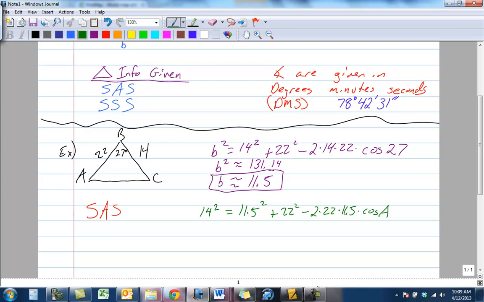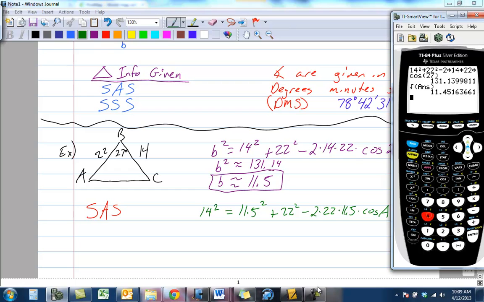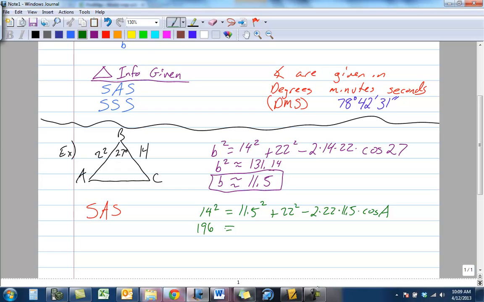Okay, here's where it gets tricky, and here's where it was nice when we were finding the side, we could just put this whole thing in, but here we can't just put this whole thing in. Now, let's get out our calculator. What is 14 squared? 14 squared is 196, I believe. Yep. So 196 equals, now look here, we've got this thing plus this thing minus, now here's a bunch of multiplication, right? Order of operations says that we have to do the multiplication first.